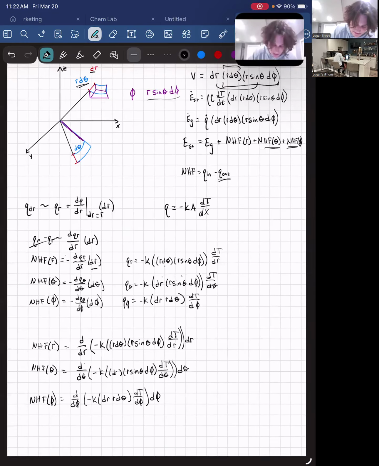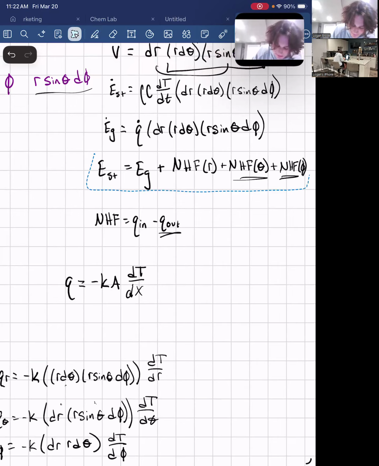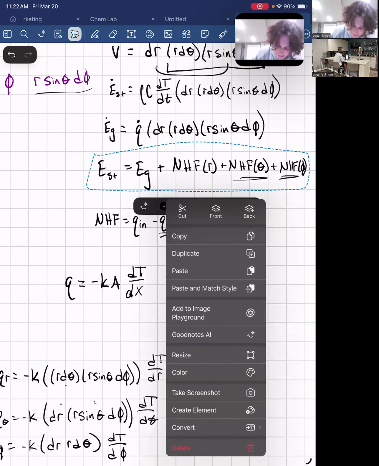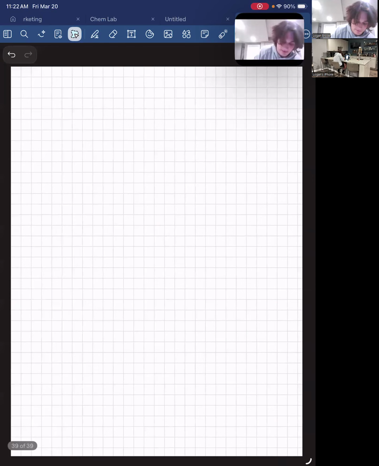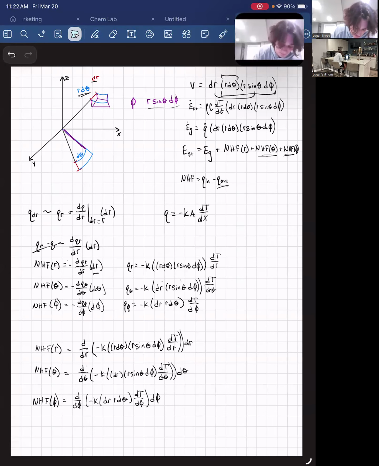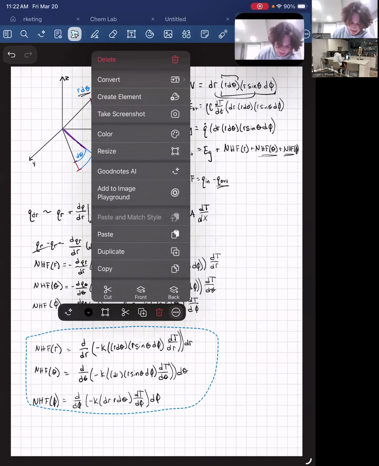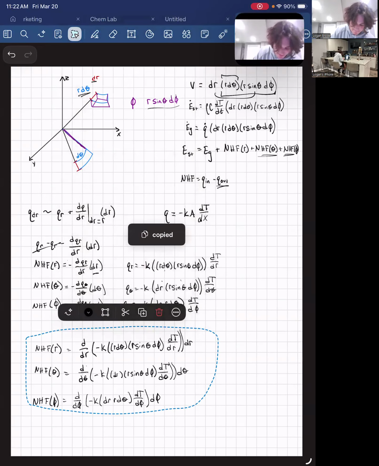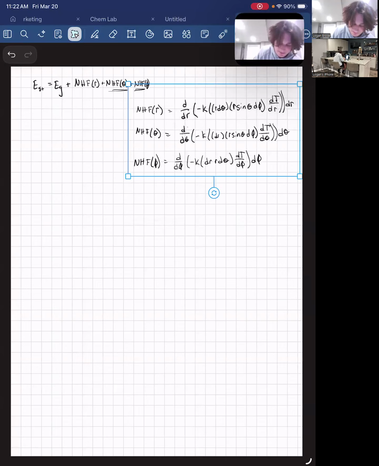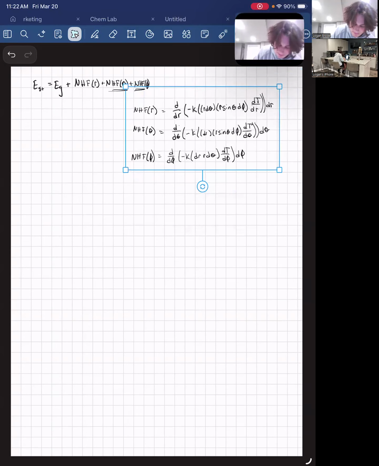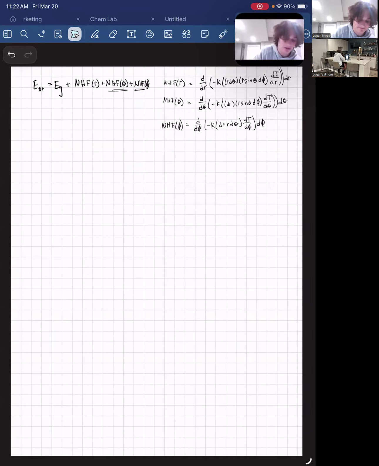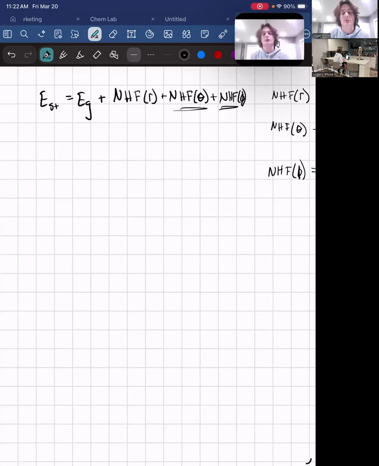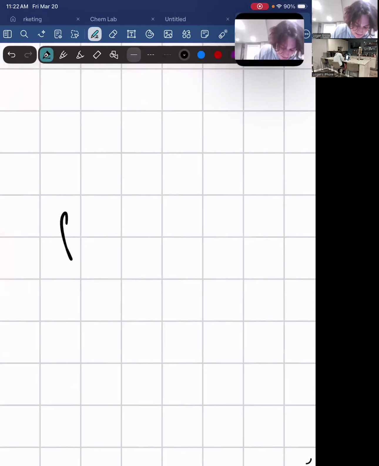we can take this, and I'm going to move it over to a new page here so that I have a little bit more room, right? So this is our overall energy balance, and these are our net heat flows that we know. So we will move these here. And then we will plug in, right? So our energy storage, that's what we started with, right? That is our density times our heat capacity times the change in temperature over the change in time times our volume.